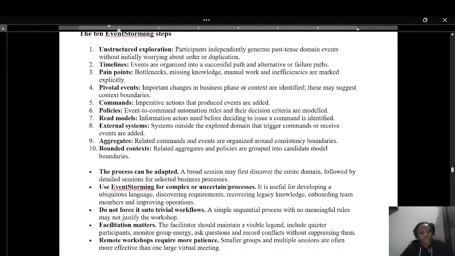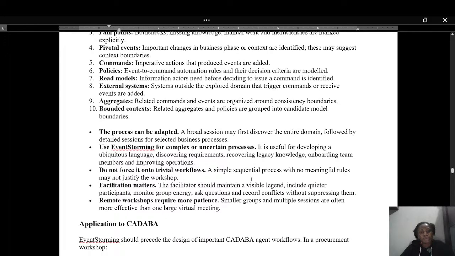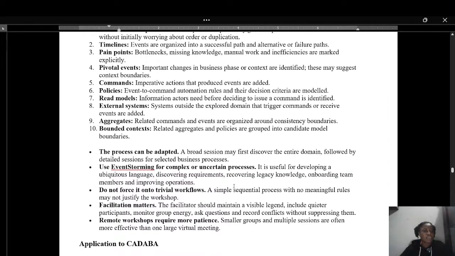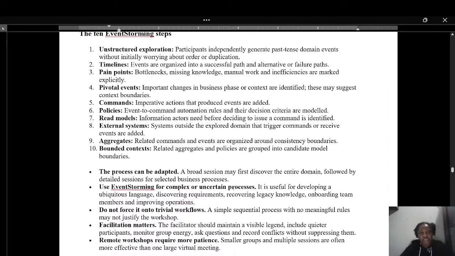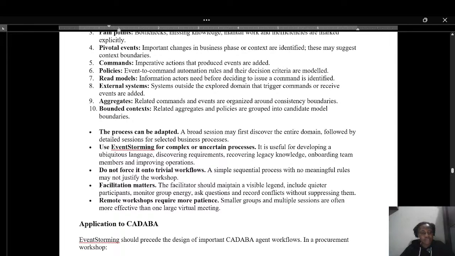We have read models. Information actors need before deciding to issue a command is identified. We have external systems outside the explored domain that trigger commands or receive events are added. We have aggregates, where related commands and events are organized around consistency boundaries. We also have bounded context, where related aggregates and policies are grouped into candidate model boundaries. So these are the 10 steps of performing event storming, and then you can apply this in your next architecture design or application development.